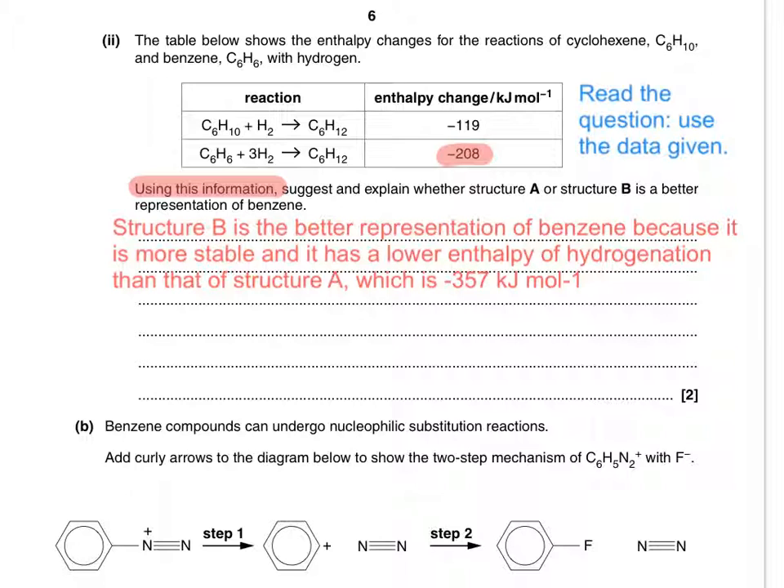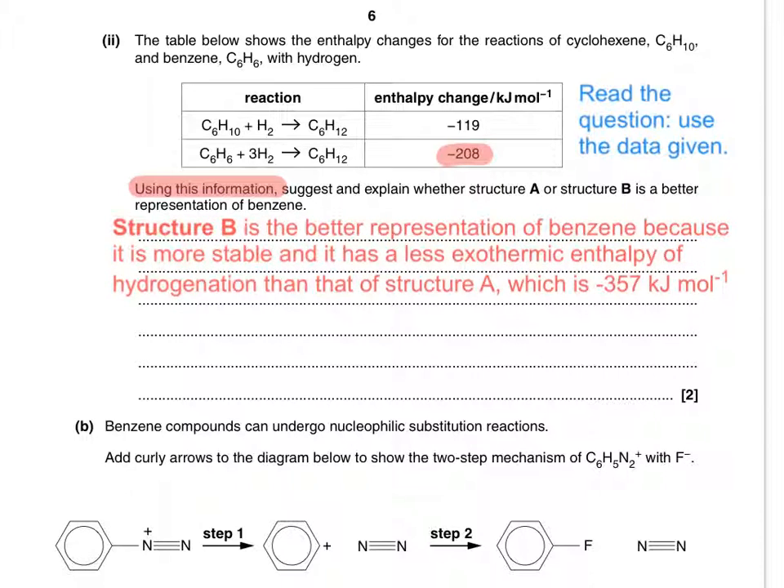So using the data you can work out that structure A has an enthalpy of hydrogenation completely of minus 357, which is more exothermic than that of structure B. Therefore, I need to change my answer slightly there, actually. There you go. So you need to make reference for 1 mark to the data. So the minus 357 shows that you've actually done that.